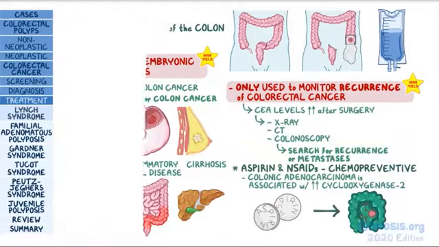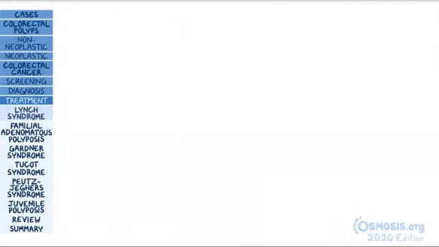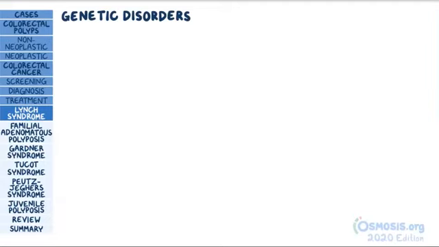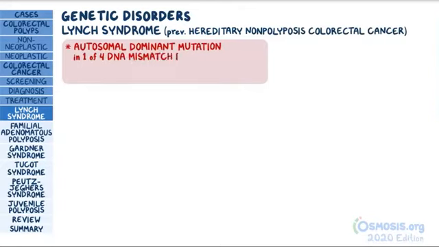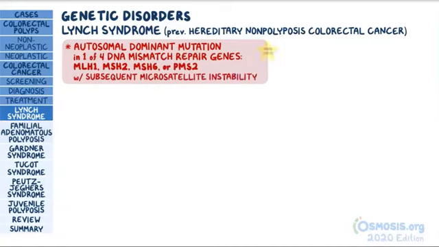Alright, so now that we've covered the basics of colorectal polyps and cancer, let's look at some important genetic disorders that are associated with them. First, we have Lynch syndrome, previously known as hereditary non-polyposis colorectal cancer. It's caused by an autosomal dominant mutation in one of the 4 DNA mismatch repair genes, MLH1, MSH2, MSH6, or PMS2, with subsequent microsatellite instability.